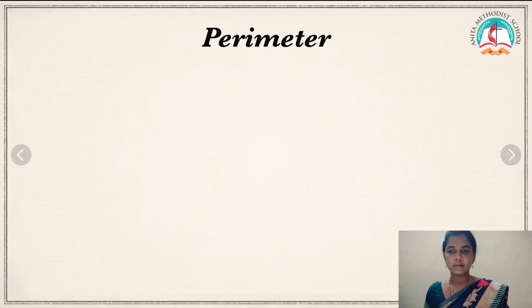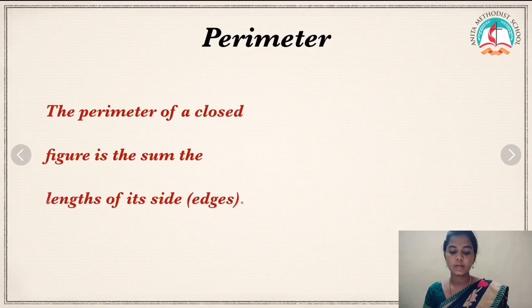First we will revise the perimeter. How to find the perimeter. Okay. So here is the definition of the perimeter. The perimeter of a closed figure is the length of its side, that is edges. Okay, so this one you already know, children. We need to add all the sides of the given shape, okay, to find the perimeter.